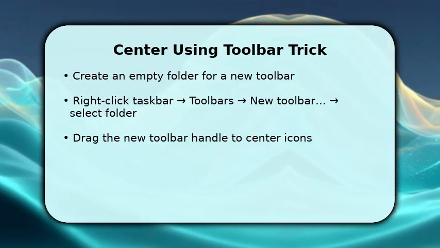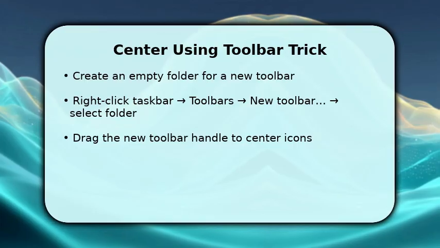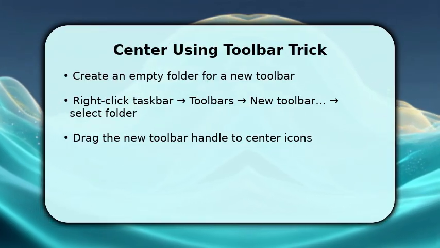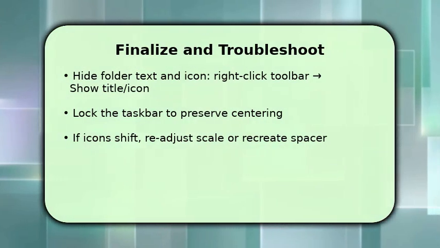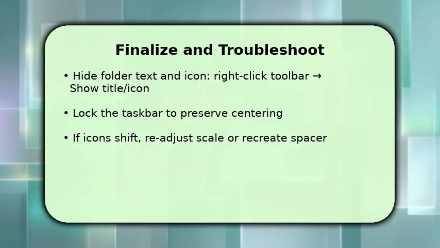This works because the folder toolbar acts as a flexible spacer. Use it to nudge the icons precisely until they appear centered visually. Finish by hiding the toolbar title and icon so the spacer is invisible.